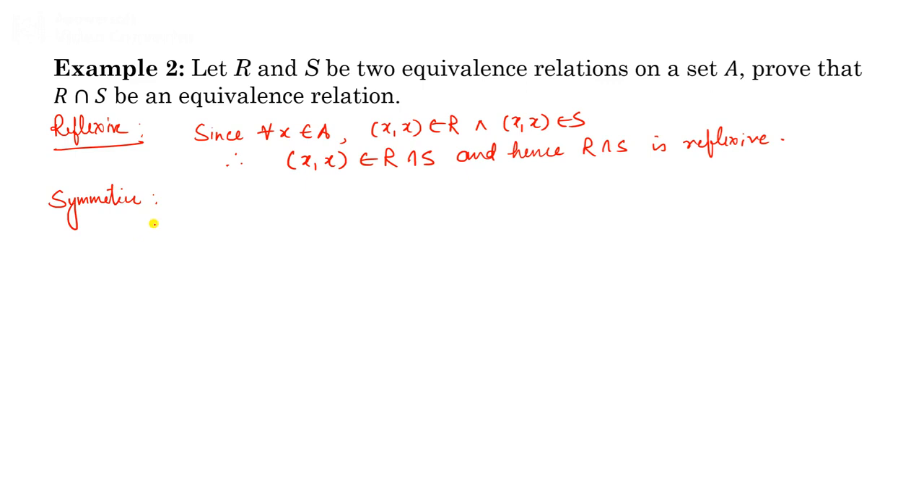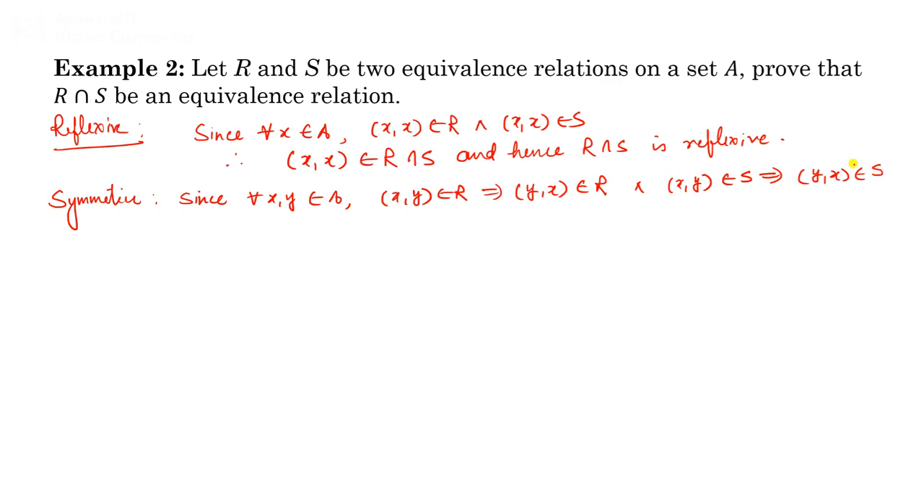Since R and S are equivalence relations, for all x, y belongs to A, if (x, y) belongs to R, this implies (y, x) belongs to R. Similarly, if (x, y) belongs to S, this implies (y, x) belongs to S. Now we have to show that if (x, y) belongs to R intersection S, then (y, x) belongs to R intersection S.